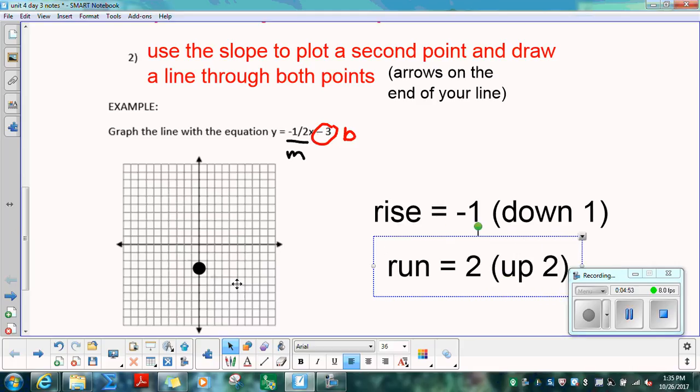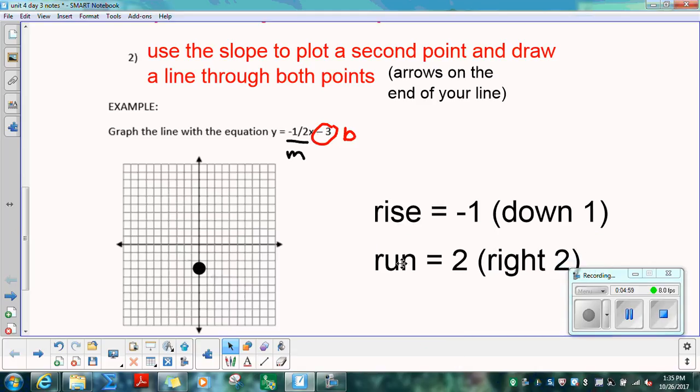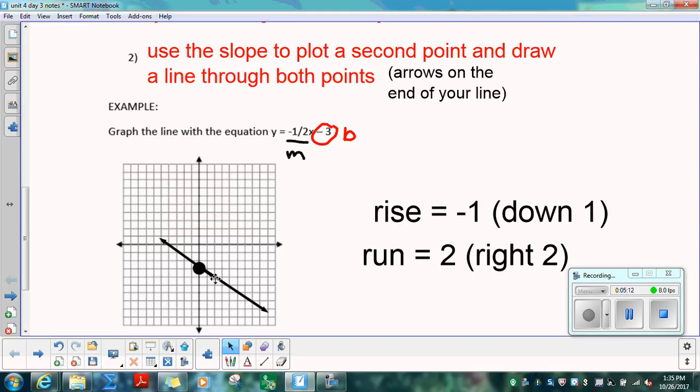So we're going to go down 1. Because run means right or left. Okay? So rise over run, that means we go down 1, which is going to put me right here at the top of this arrow, little cursor thing. And then I go over 2, so that's my next point. And there is a point under there, but it doesn't want to show up.